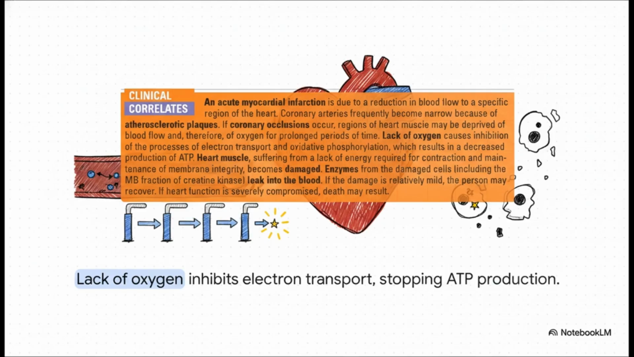And this is why this whole process matters so much in a life-or-death kind of way. If oxygen isn't there to grab those electrons at the end, the whole chain gets backed up. Electrons have nowhere to go, proton pumping stops, and ATP production just grinds to a halt. And without energy, cells start to die. This is exactly what happens during a heart attack when blood flow and therefore oxygen gets cut off.